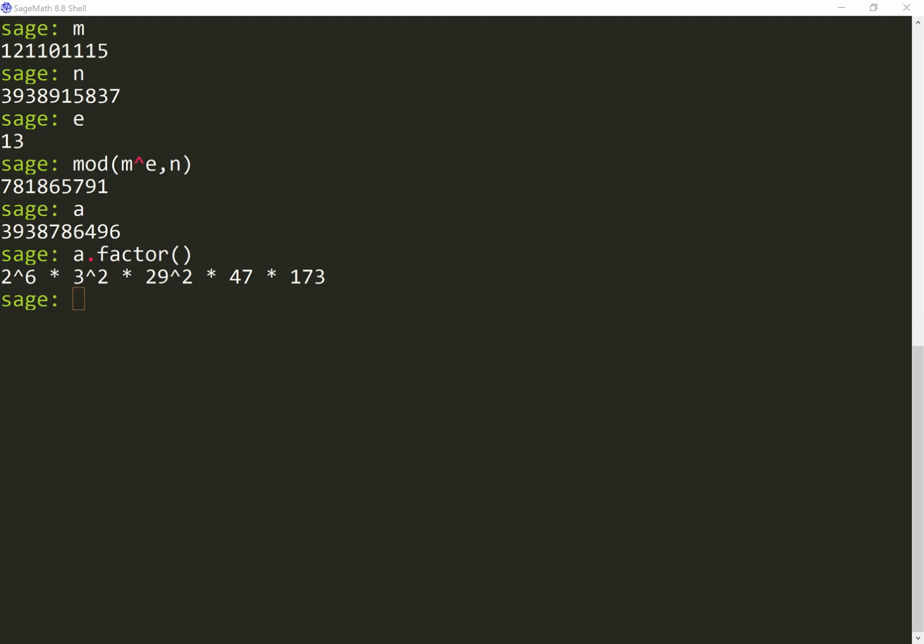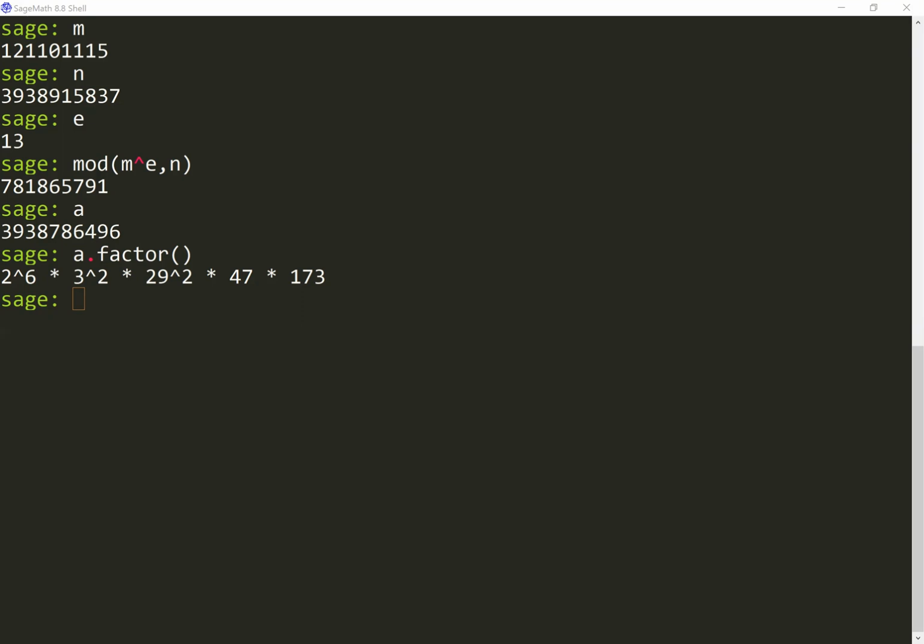13d is congruent to 1 mod 3 squared, which is 9. So d is 7 mod 9, since 7 times 13 is 91, and 91 is 1 mod 9. Also, 13 times d congruent to 1 mod 29 squared, and you get d is 647 mod 29 squared. This small number can be easily computed.